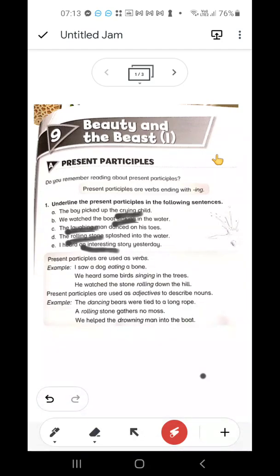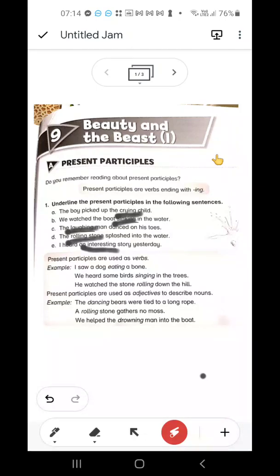Right? Now, the third use I told you, that it is used as a verb. For example, we watched the boat sinking in the water. Sinking is again a verb. This is used here as a verb. And in the last example as well, I heard an interesting story. Interesting is also used here as a verb. Understood? Students, there are much more details about present participles, but the few points which I have just told you, keep them in your mind, that this is the base verb that ends with ing.